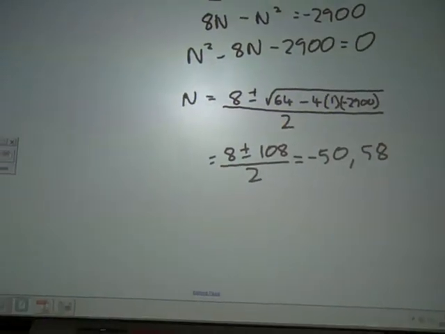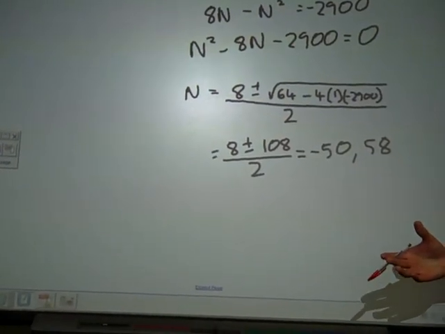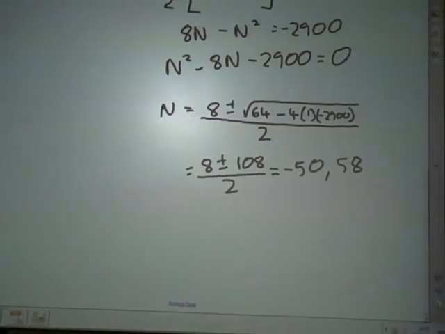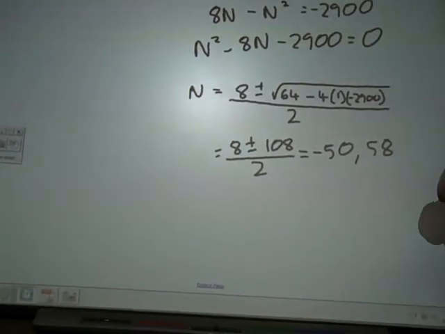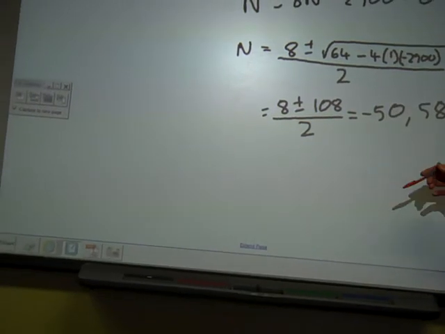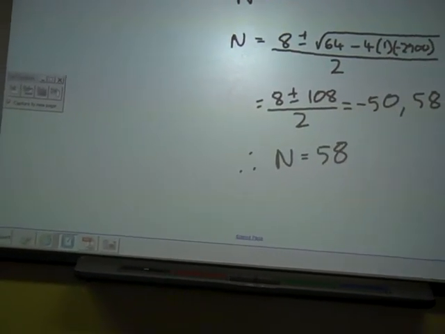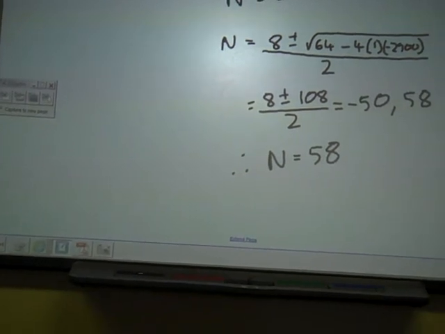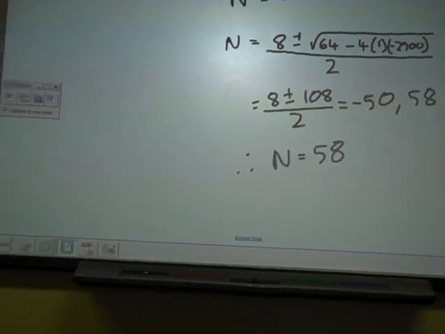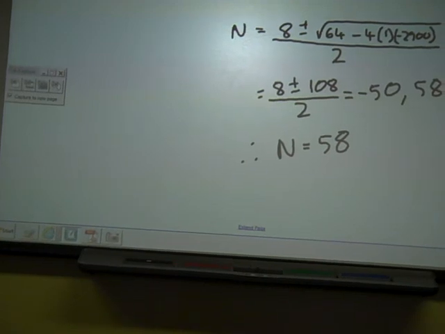So do you just get rid of the minus 50? Well, yeah, we're talking about the number of terms, aren't we? And the number of terms can't possibly be negative, because you're counting up the number of terms. So therefore, n has to be 58. And there we go. That was quite a tough 5 marks.